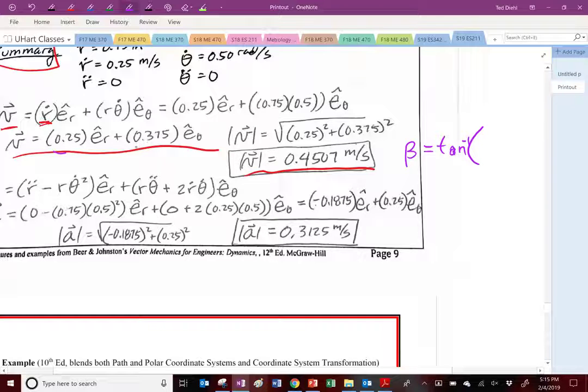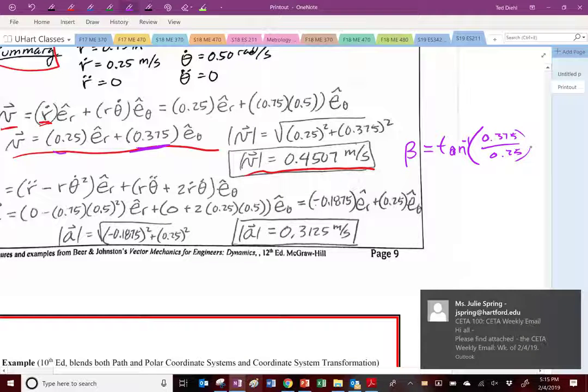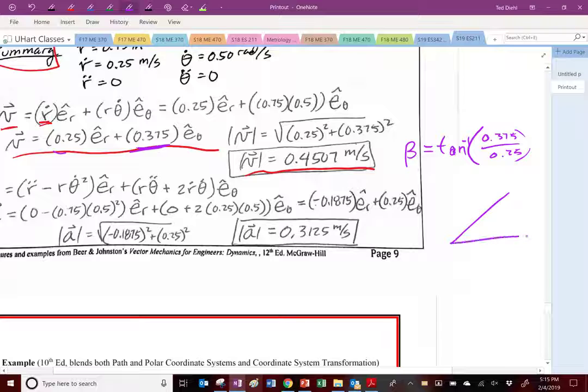In this case, we might associate the e theta with the rise. So we might go 0.375 and 0.25. The trouble with that is that this is going to give us an angle with respect to the theta, right? We're already on this plane right here where this is e theta and this is e r. So what we're really getting is an angle, this beta right here.